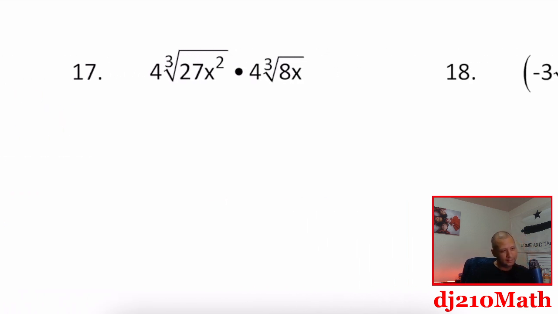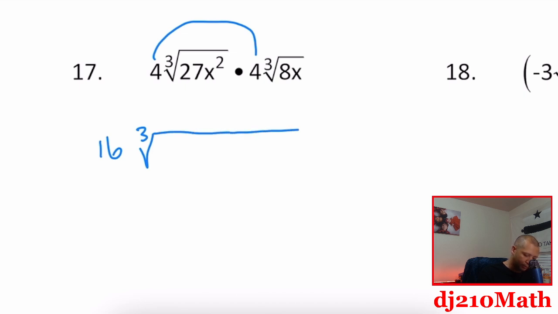Okay. Same idea here, except now we're looking at triples. So first off, outside times outside. 4 times 4 is 16. Cubed root, 27 times 8. I don't have a calculator, so I really can't. I mean, I could, but watch, you'll see. Then x squared and x. So that's really x times x times x, x cubed. 2 plus 1.